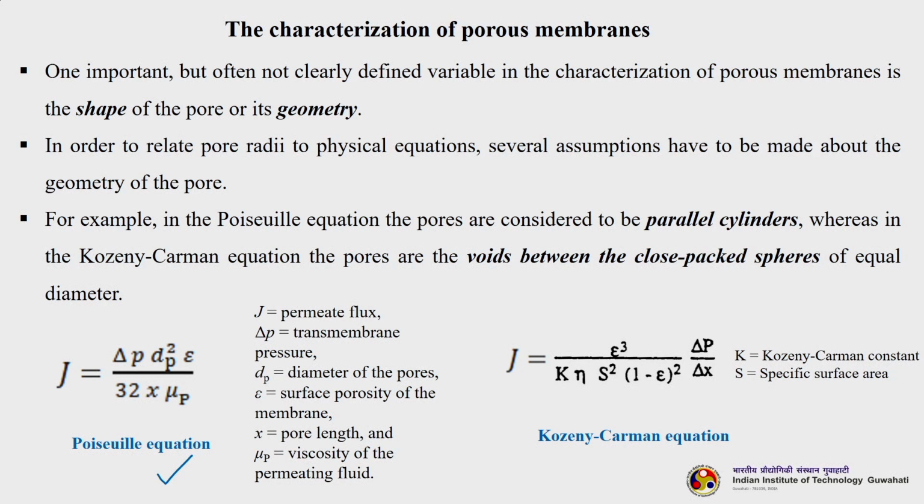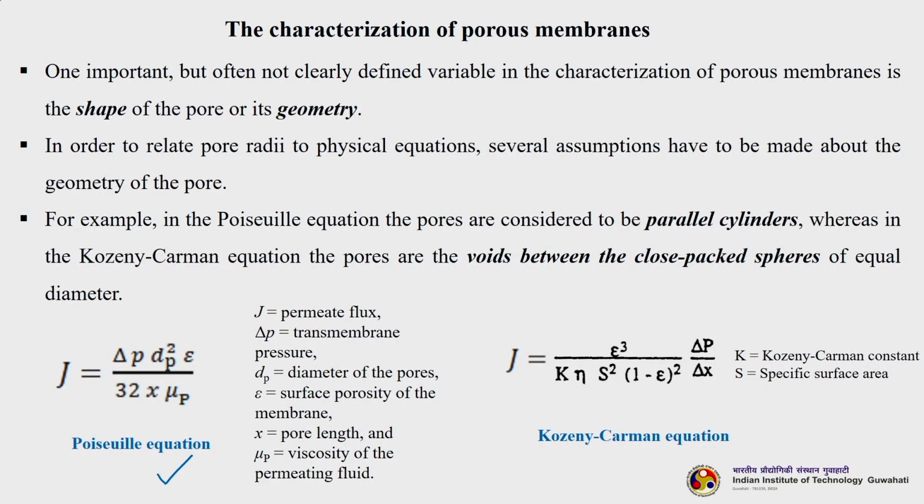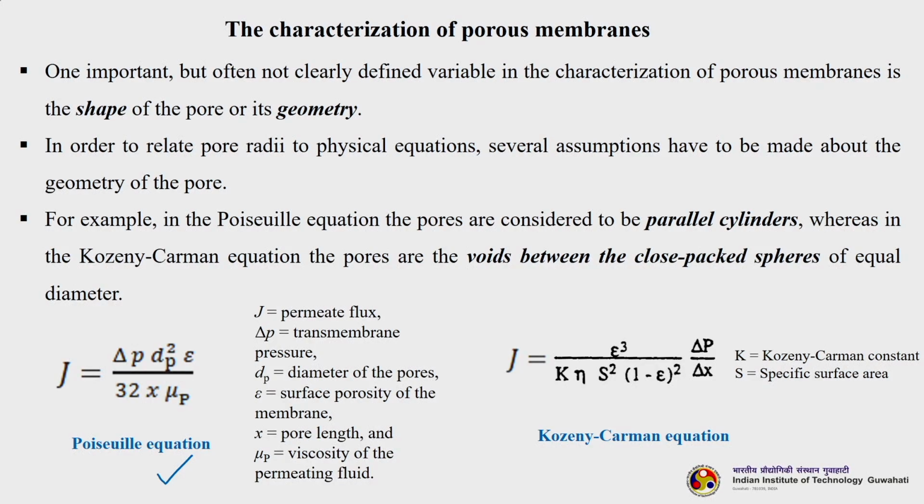Understand that it is the surface porosity, so do not confuse it with the volume porosity. And x is the pore length and mu p is the viscosity of the permeating fluid. Now, another equation is the Kozeny-Karman equation. The difference between the Poiseuille and Kozeny-Karman equations is that in the Poiseuille equation the pores are considered to be parallel cylinders, which is actually an assumption. In real life it is not so. But in the Kozeny-Karman equation it is assumed that the pores are the voids between closely packed spheres of equal diameter. I will try to show you how it looks.